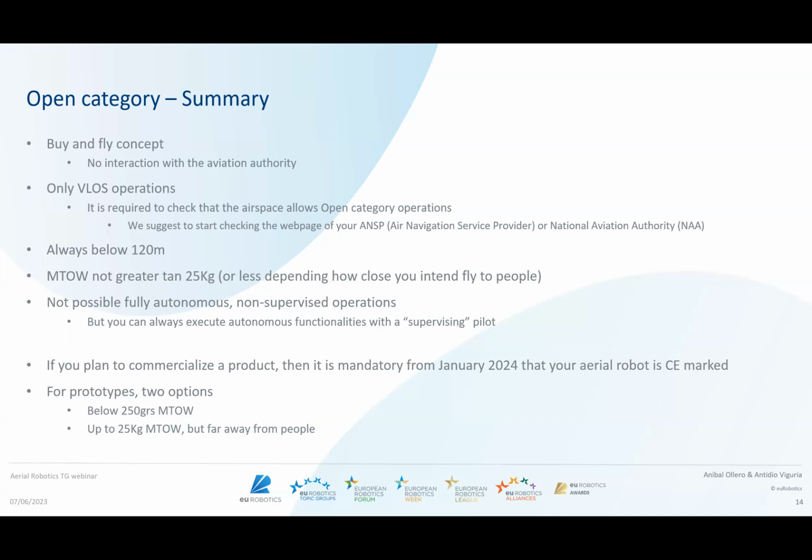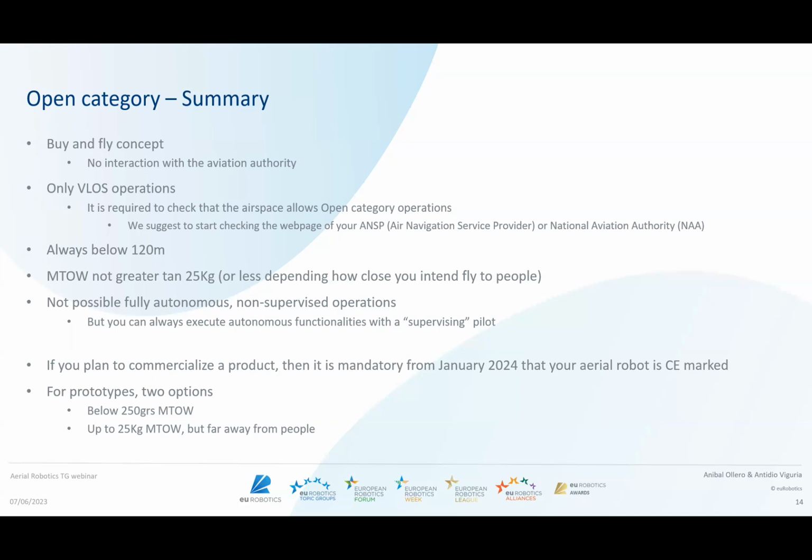Also, as we say, this is when you fly far away from people. If you fly close to people, then it's 4 kilos. If you fly over people, it's 900 grams. In this category, you cannot fly fully autonomous or unsupervised operation. But if you are, for example, doing some R&D or some testing, and it's not a problem for you to have a person just looking, you can always have an autonomous functionality or autonomous operation with a supervising pilot that is just looking at the drone. So if something goes wrong, they can command a landing or something like that.